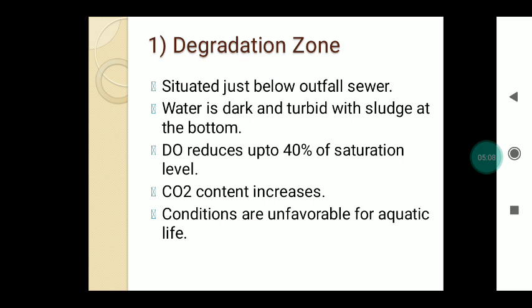That means the dissolved oxygen is utilized by the bacteria. That's why the depletion of the dissolved oxygen takes place up to 40% of the saturation zone, in which the carbon dioxide percentage goes on increasing, and these conditions are not favorable for aquatic life. The aquatic life cannot survive where the sewage is directly discharged into the natural stream.